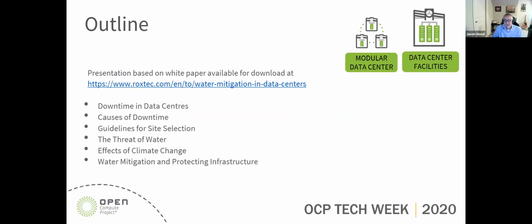What I'm going to show you today is based on a white paper that I've written, and it's actually available for download on this link. So this is essentially a summary of that white paper. And so today what I'm going to cover is downtime in data centers, the causes of downtime, looking at what are factors for site selection, what are the threats of water, the effects of climate change, and then water mitigation and protecting infrastructure.